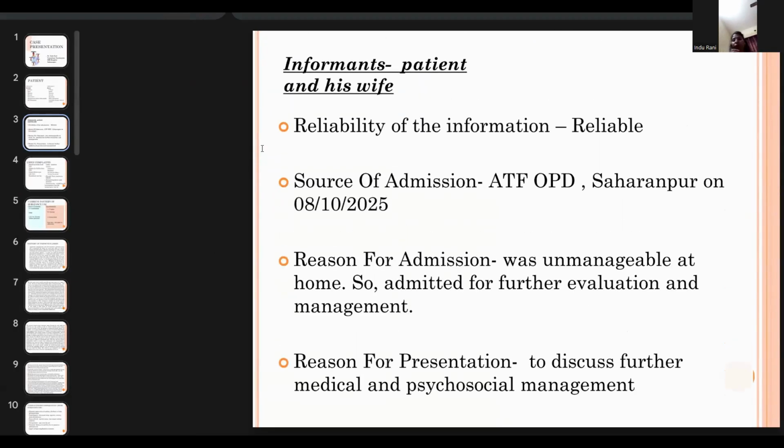Now, reliability of the information. The information provided by both of them is reliable, and source of admission is Addiction Treatment Facility (OPD) Saharanpur. He was admitted on 8th of October 2025. Reason for admission was he was unmanageable at home, so he was admitted for further evaluation and management. And reason for presentation was to discuss further medical and psychosocial management.